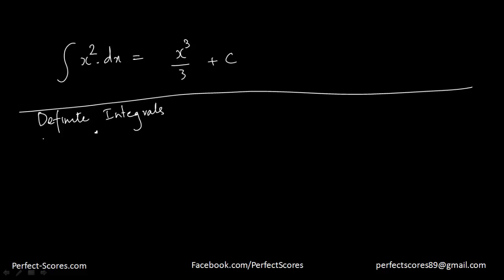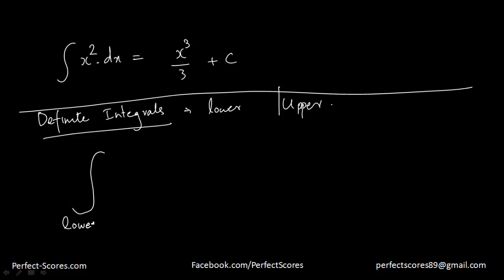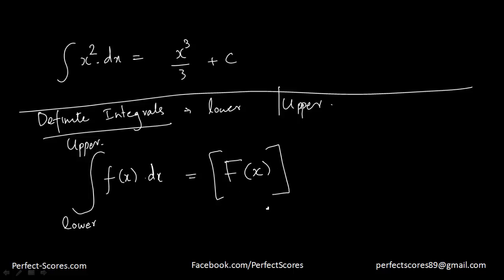Now, definite integrals have a lower bound as well as an upper bound. So you have your integral sign here. This is where your lower bound comes, and this is where your upper bound comes, and then you have the function whose integral, the antiderivative of f of x dx, you want to find. Let's suppose the integral of f of x dx is capital F of x, and then you have to find the value of this from the lower bound to the upper bound. Let's suppose the lower bound is a and the upper bound is b.